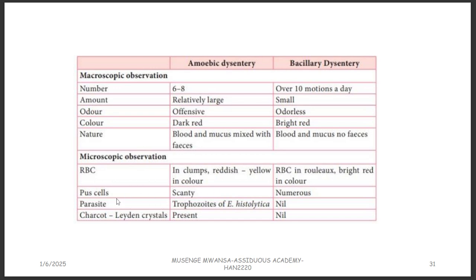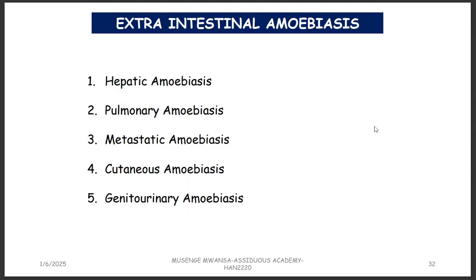And then when you look at the parasite, in amoebic dysentery, you are going to see trophozoites of Entamoeba histolytica. For bacillary, you will not be able to see them. Why? Because this is not caused by Entamoeba histolytica. And then Charcot-Leyden crystals are seen in amoebic dysentery and not in bacillary dysentery.